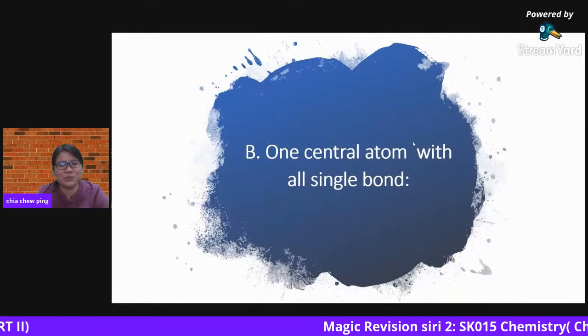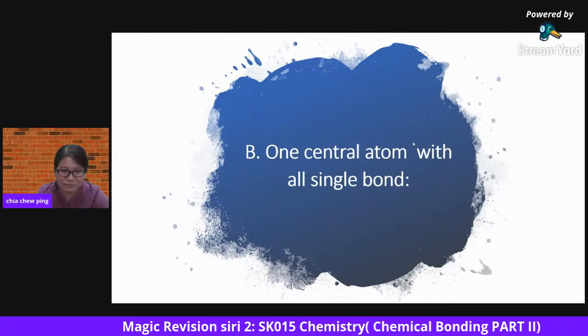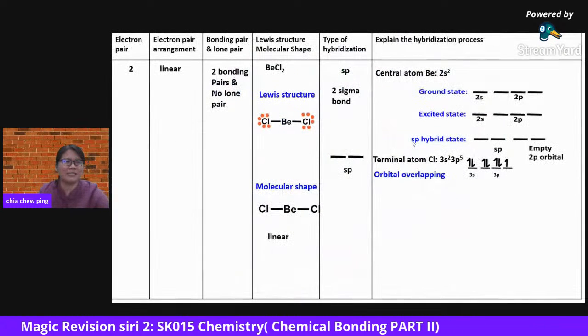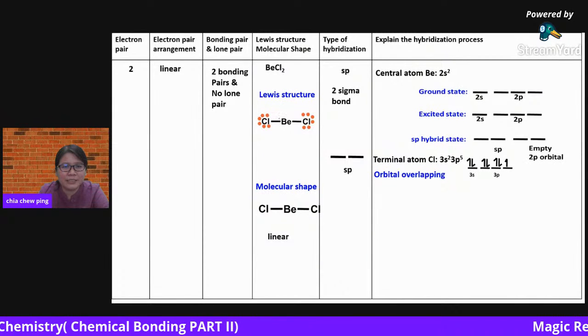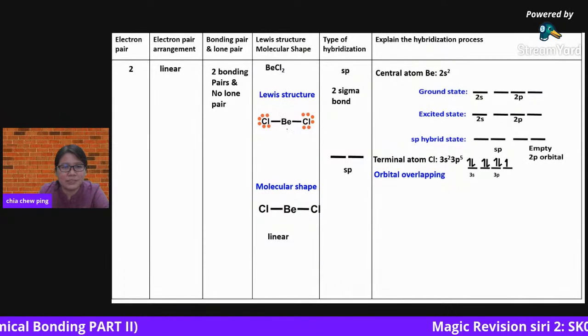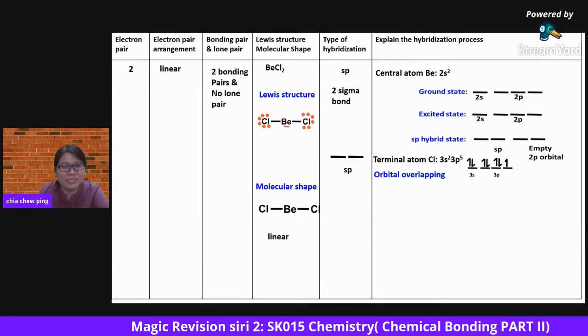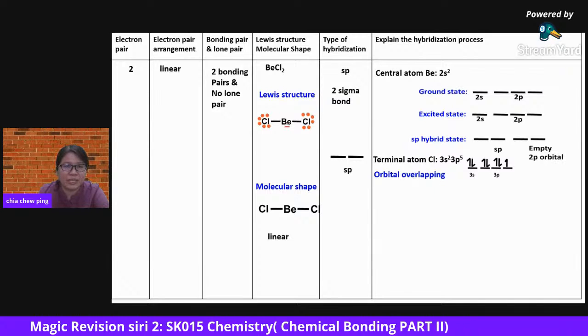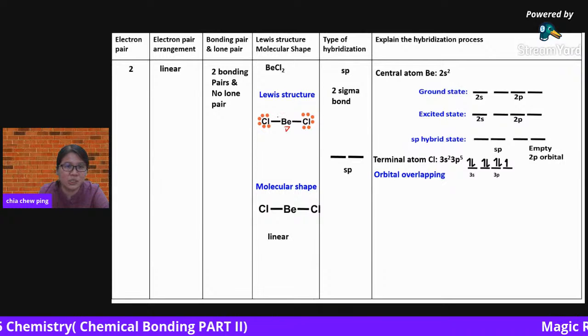Now we proceed with case B: one central atom with all single bonds. We start with the basic one, BeCl2. This is the Lewis structure. We can count: this is a central atom and all single bonds, so this is case B. For case B, only the central atom is hybridized, and the terminal atoms use the original orbitals.